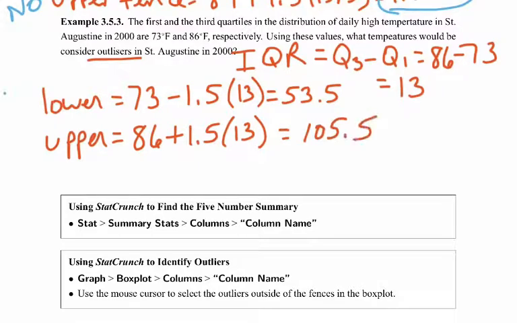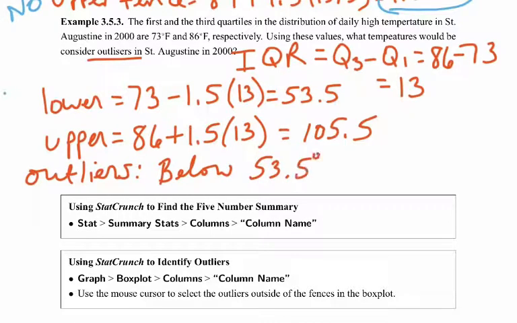105.5. So I don't actually have the data, but it says what would be considered outliers. Outliers in this set would be any temperature that's below 53.5 degrees or above the upper fence of 105.5 degrees. So if I had the data set, if I had any temperatures that were below 53.5 or above 105.5.